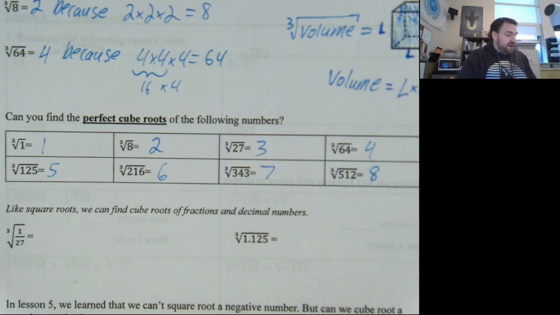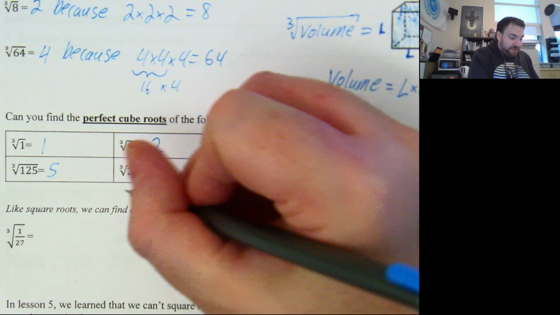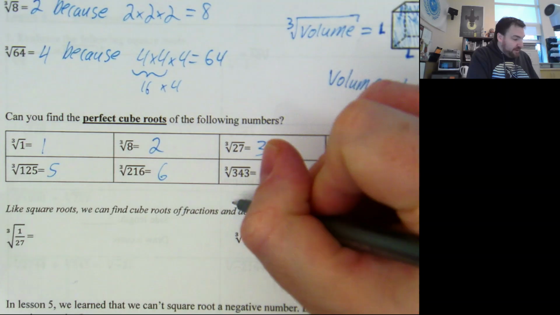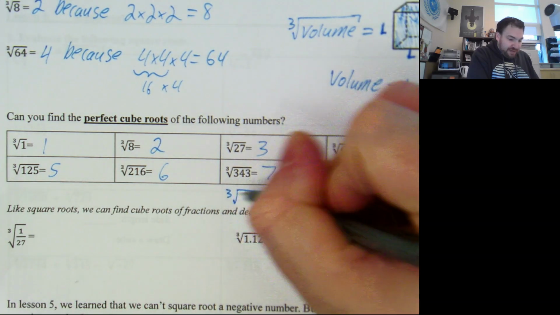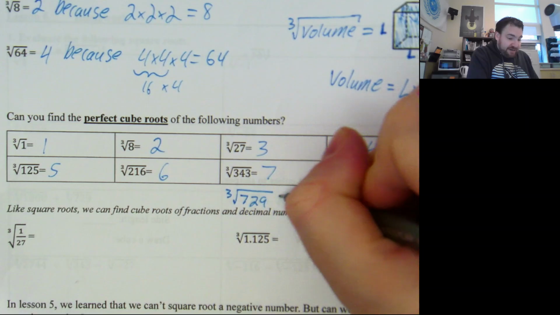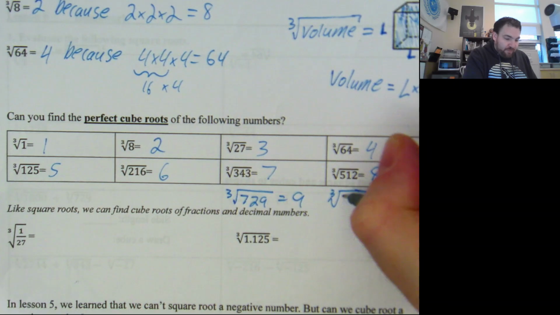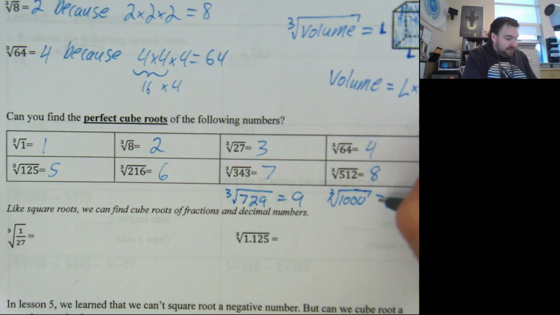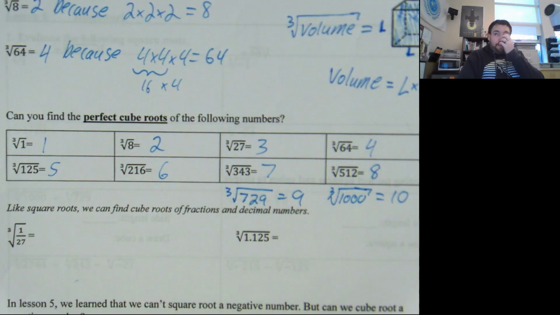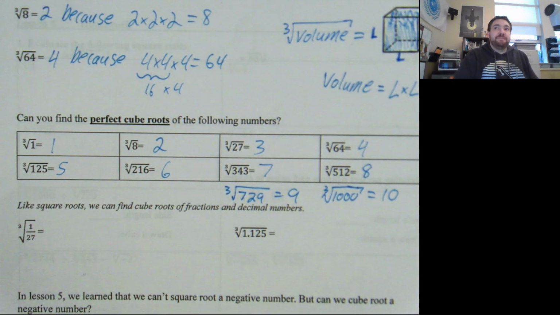We may as well round this off and do the first 10. So let's put those under here. The cube root of 729 is 9. And the cube root of 1000 is equal to 10. Now, these are handy numbers to recognize, but you are going to have a calculator for all of this, so it's not the end of the world.